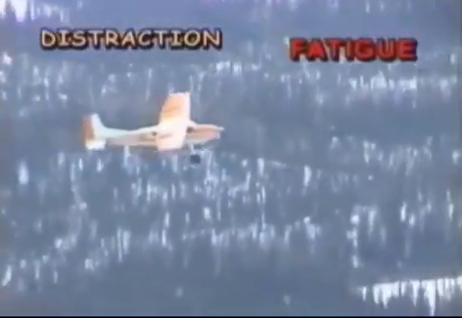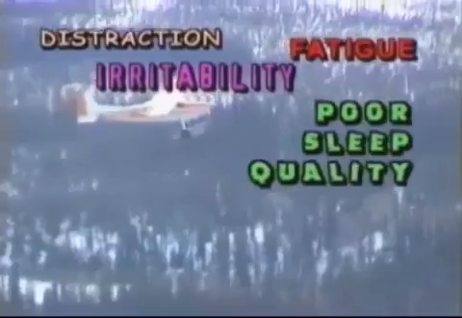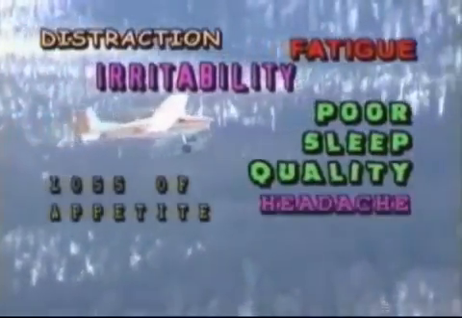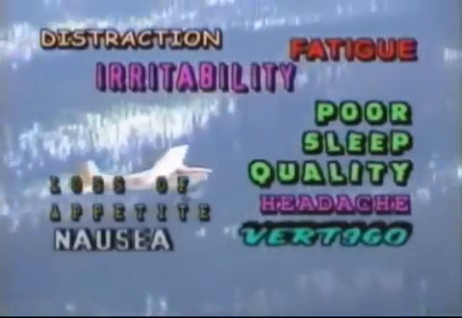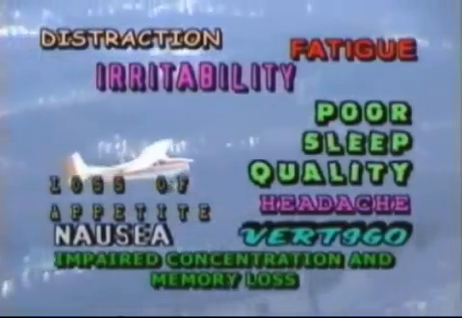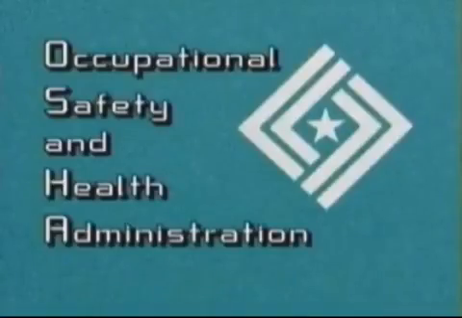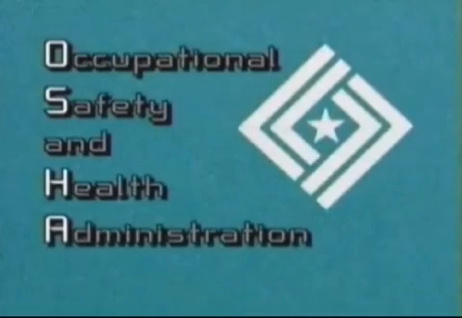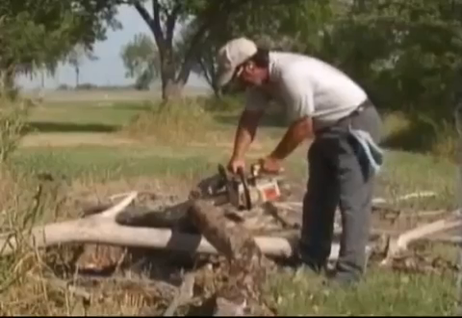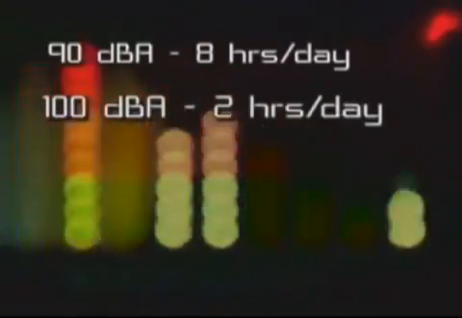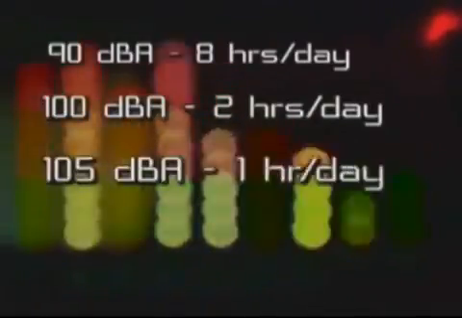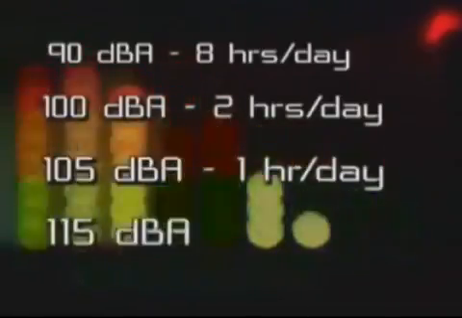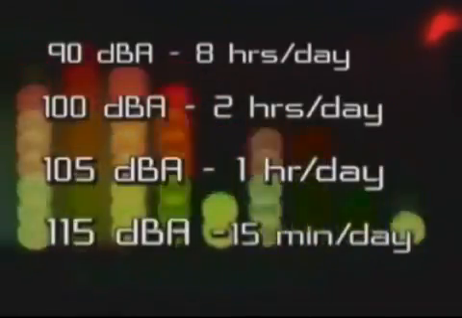Exposure to loud noise can cause distraction, fatigue, irritability, poor sleep quality, loss of appetite, headache, vertigo, nausea, impaired concentration, and memory loss. The Occupational Safety and Health Administration, known as OSHA, has established some maximum permissible continuous exposure levels in a work environment. At 90 decibels, 8 hours per day. 100 decibels, 2 hours per day. 105 decibels, 1 hour per day. 115 decibels, 15 minutes per day.